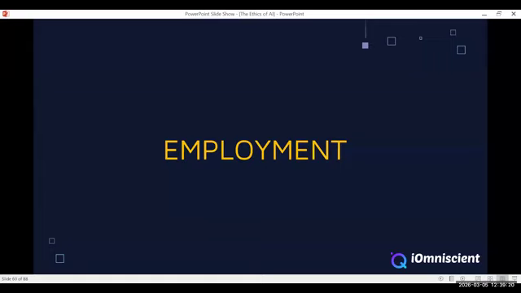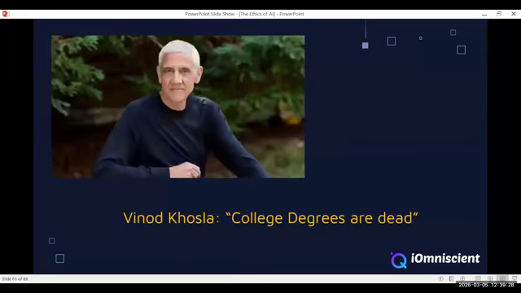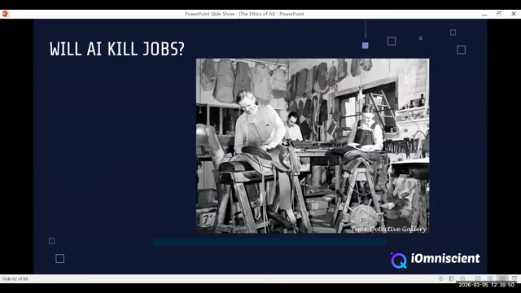And the big issue, of course, is it going to affect employment? And the answer is, of course, it will. Vinod Khosla, the entrepreneur, said college degrees are dead. There may be no jobs for professors in the future. Why? Because you'll have AI systems which will educate our students. Now, that's an interesting concept.